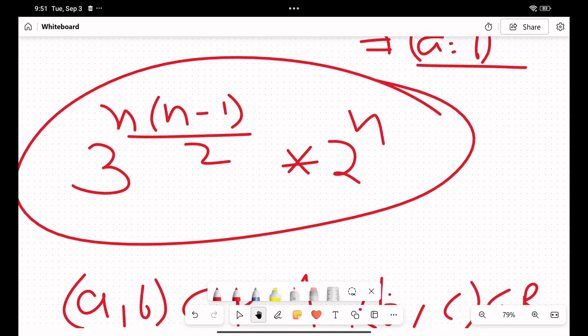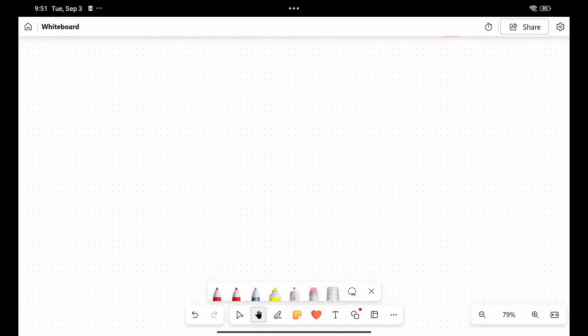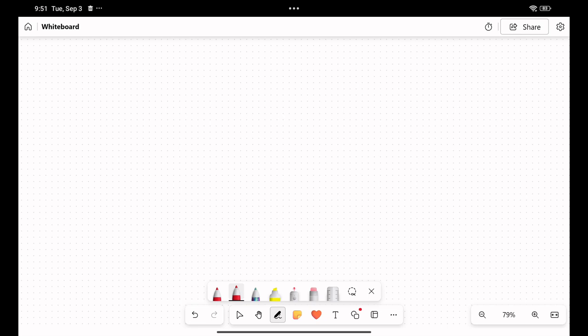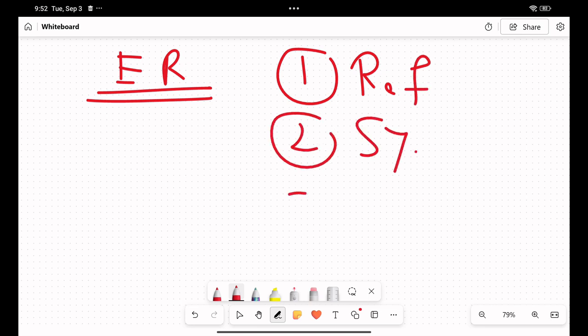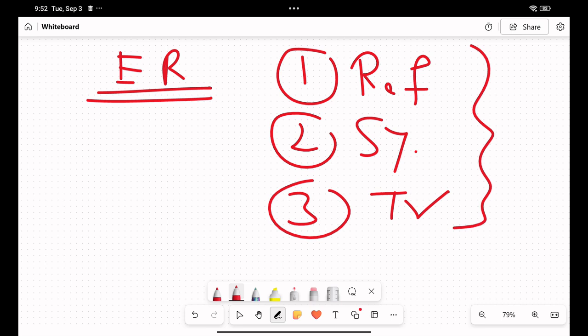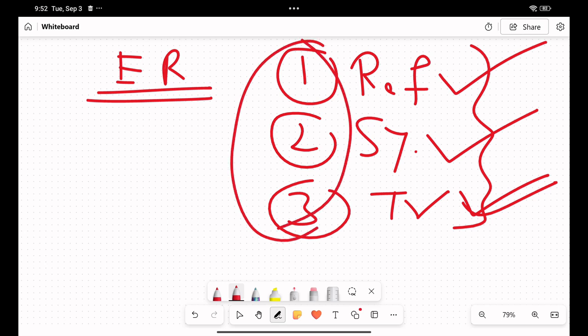Now see here, I will show what I want to explain: equivalence relation. Equivalence relation means it will satisfy, number first, the reflexive property, number second, the symmetric property, number third, the transitive property. If any relation satisfies the reflexive, symmetric and transitive properties, then you will say this is an equivalence relation.